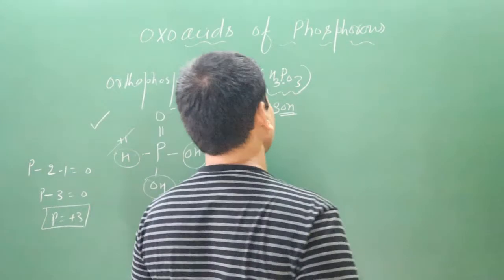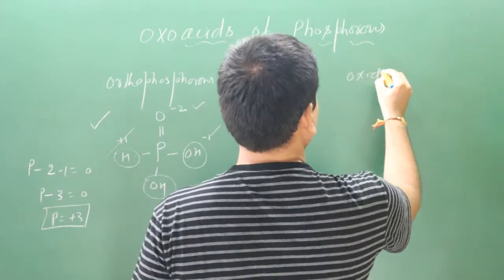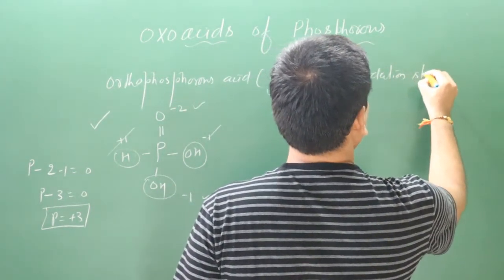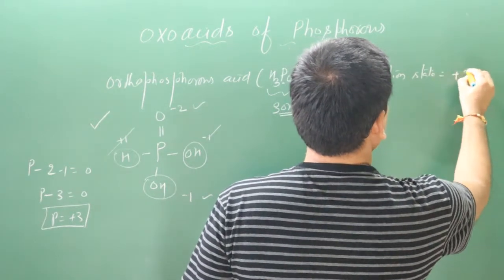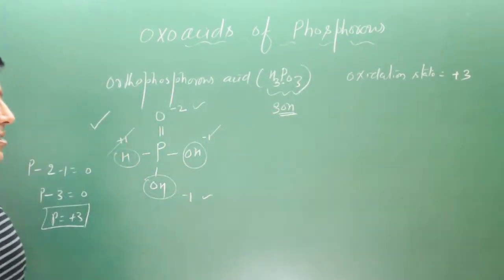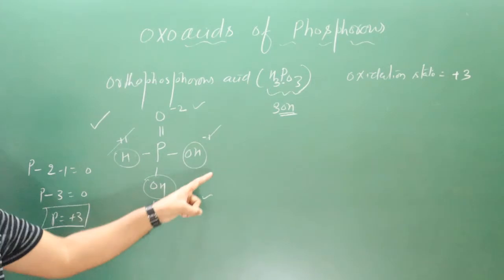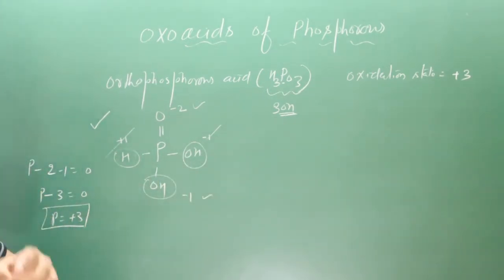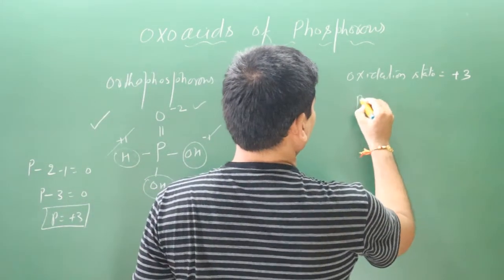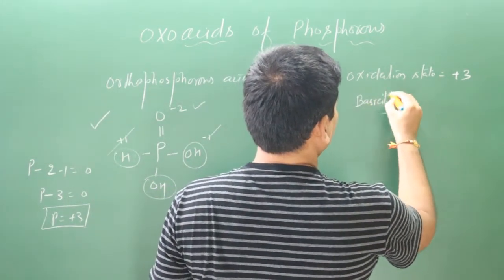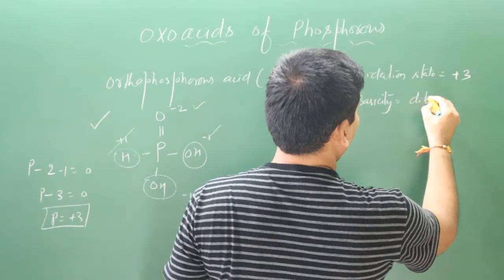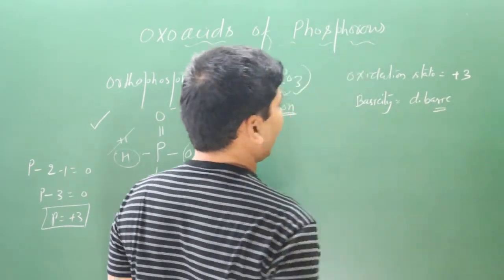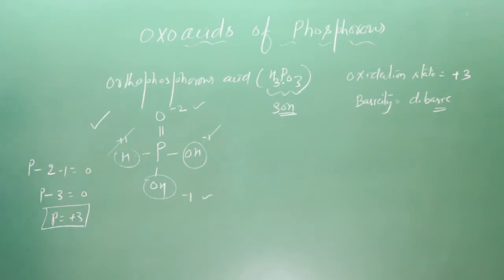In these oxoacids of phosphorus, the oxidation state is +3. Now we calculate basicity. Basicity is the number of hydrogens attached directly to oxygen in oxoacids. So how many OH are there? There are 2 OH, in which hydrogen is attached to oxygen. Then basicity is 2, and we can write that it is dibasic. Di means 2 hydroxyl groups are present in this acid.